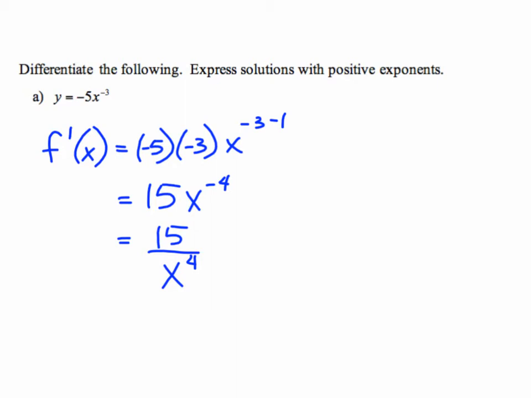So here we have to take the derivative. We have an exponent, -3. That -3 moves to the front and gets multiplied by the constant in front, and I subtract 1 from the exponent. -5 times -3 is positive 15, and when I subtract 1 from the exponent, I get x to the -4. Now if I want to make the exponent positive, only the x to the -4 goes into the denominator and becomes positive. So my final answer is 15 over x to the 4th.